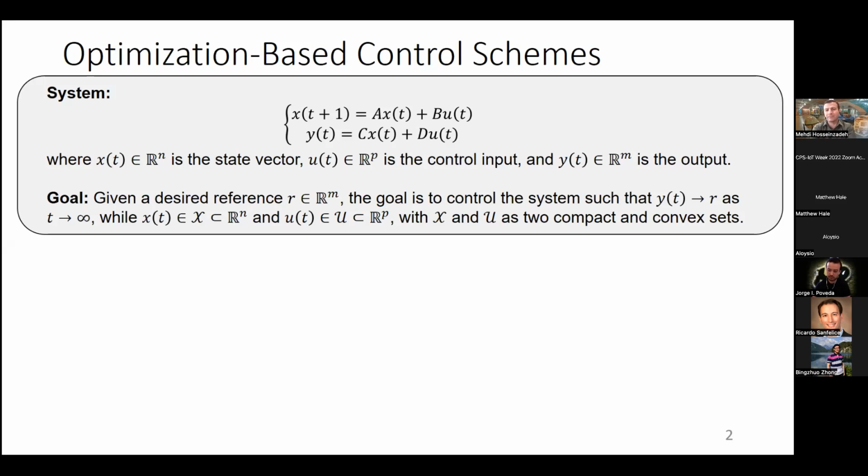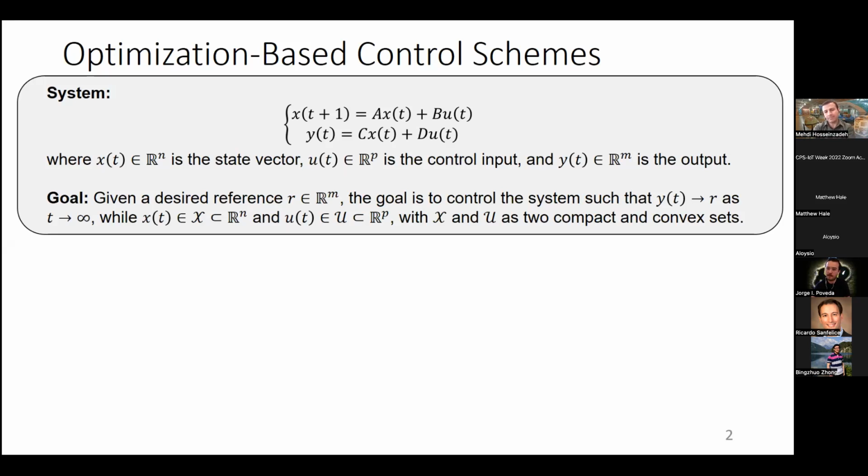Here, X is the state of the system, U is the control input, and Y is the output of the system. The control objective is, for a given desired reference, denoted by R, to control the system such that the output of the system converges to this desired reference asymptotically, and such that the state of the system and the control input belong to two compact and convex sets denoted by curly X and curly U.